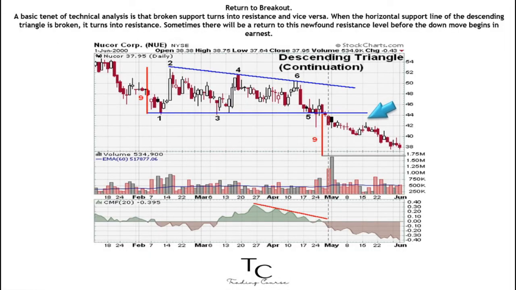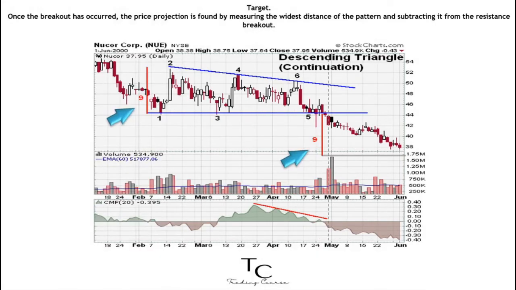Return to breakout. A basic tenet of technical analysis is that broken support turns into resistance and vice versa. When the horizontal support line of the descending triangle is broken, it turns into resistance. Sometimes there will be a return to this newfound resistance level before the down move begins in earnest.